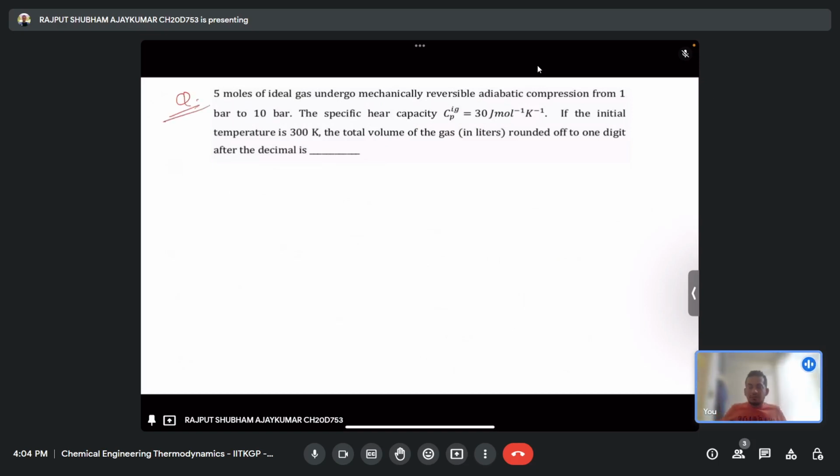Okay, the last question for today. What I've been given in the question is that 5 moles of an ideal gas undergo mechanically reversible adiabatic compression from 1 bar to 10 bar. So the number of moles of an ideal gas is 5. Reversible adiabatic process, that is Q equal to 0, from P1 equal to 1 bar to P2 equal to 10 bar. The specific heat at constant pressure is 30 joule per mole Kelvin. If the initial temperature T1 is 300 Kelvin, we need to find the total volume of the gas in liters.